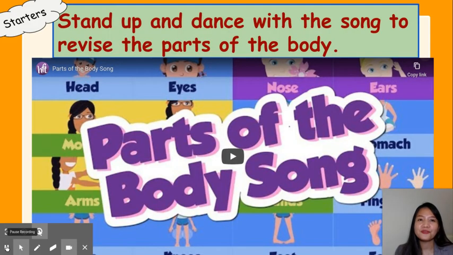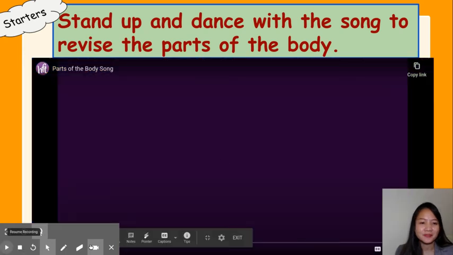To start off, I need you to stand up and dance with the song. And you have to keep in mind the different body parts. Are you ready? Let's play.